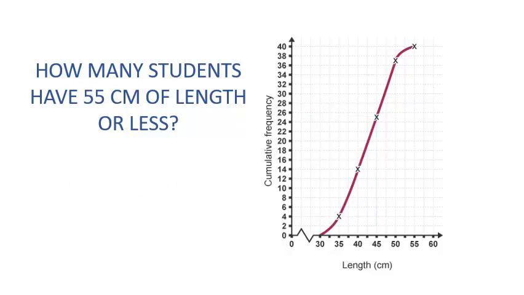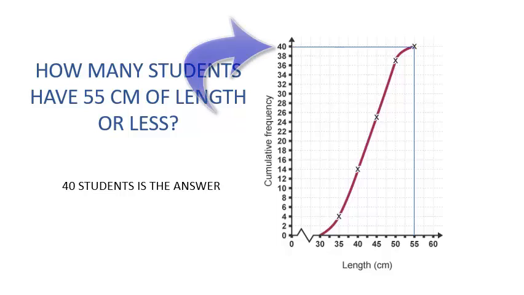How many students have 55 centimeters of length or less? We have to do the same. We enter from 55 centimeters up to the curve, and then we go left to the frequency to see the result. We can say now that 40 students, all of them, have 55 centimeters of length or less.